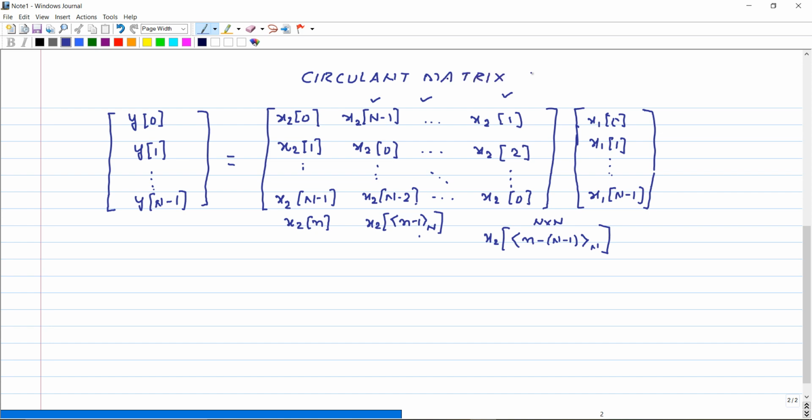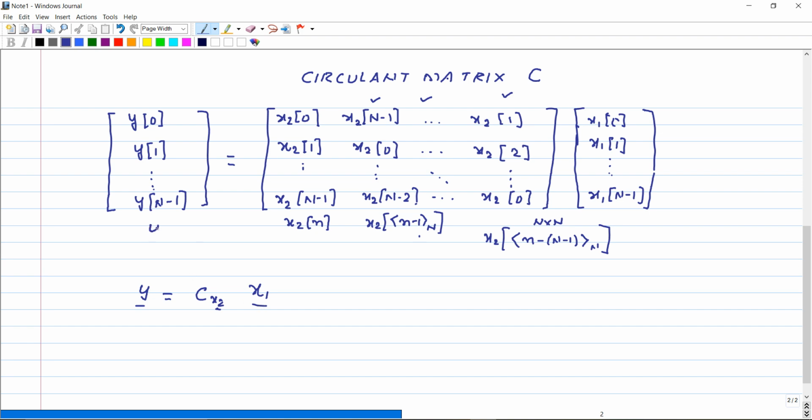Okay, let us call that C. So in shorthand notation, this whole circular convolution we can write as y equal to the circulant matrix, which we have got by using x2, so let us use that notation, x2 of n, multiplied with our original signal x1.